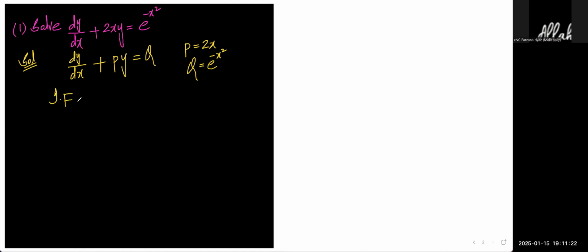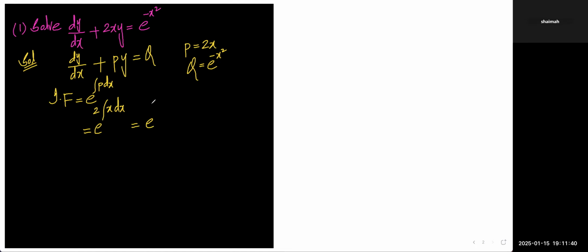That is the integrating factor, e power integral P dx. E power integral of 2x dx, where 2 is a constant outside. The integration of x will be x square by 2. This 2 and this 2 must be cancelled. This is e power x square. You may have a question why we are not adding c. Be careful. We always add the constant of integration at the end of the problem.